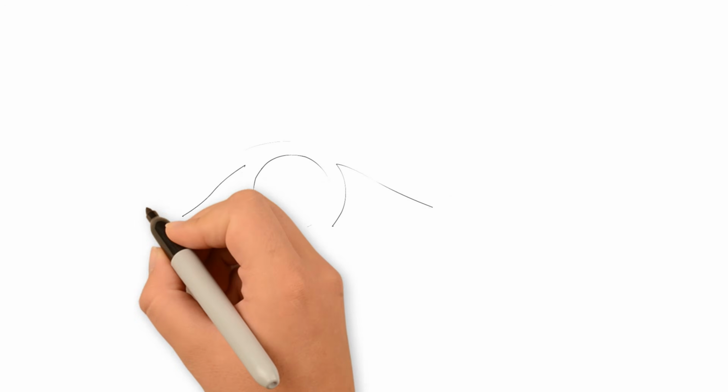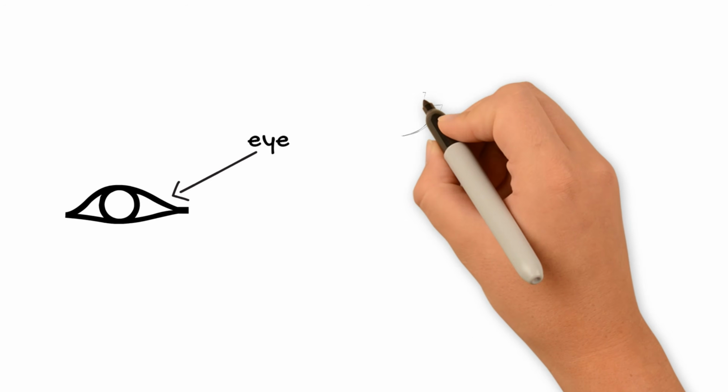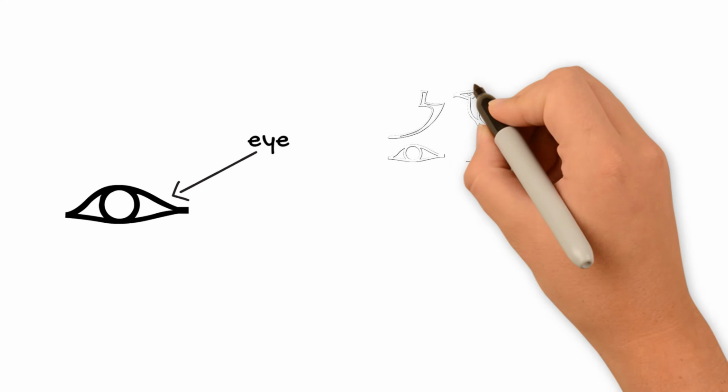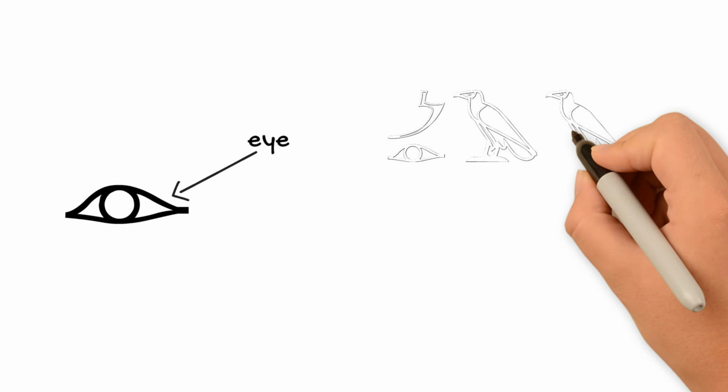All right, so let's jump right in. So this hieroglyph is clearly a picture of an eye. And you might think, because it was a picture of an eye, that it would be used mostly in words related to eyes or seeing, especially as a determinative.